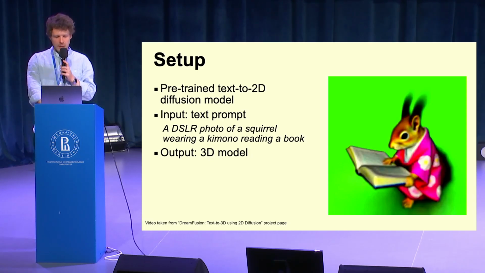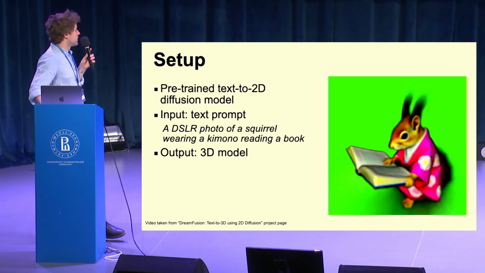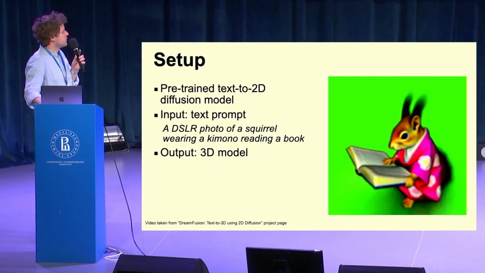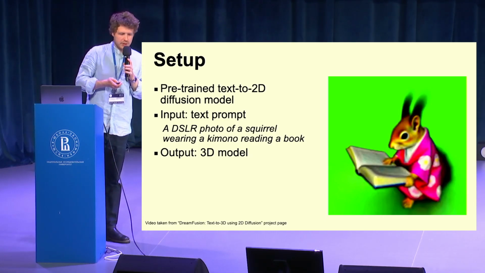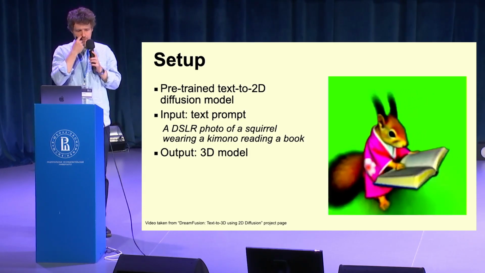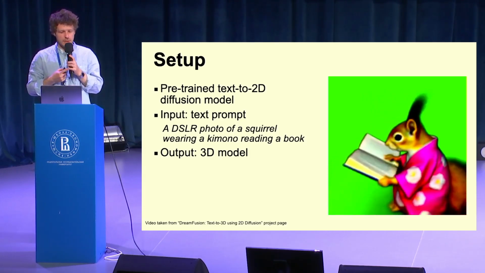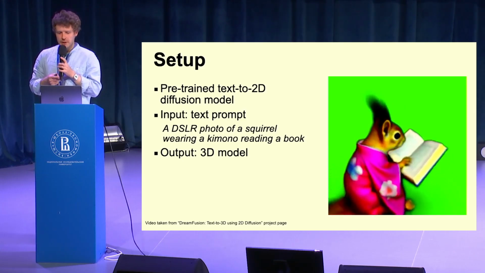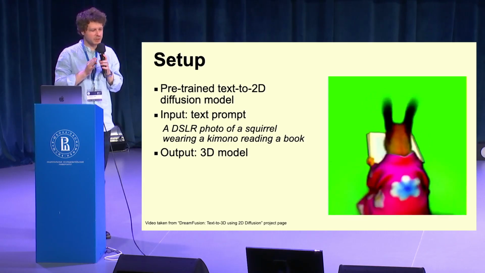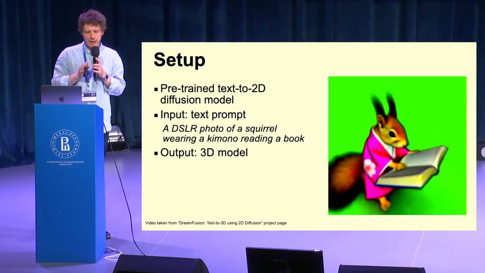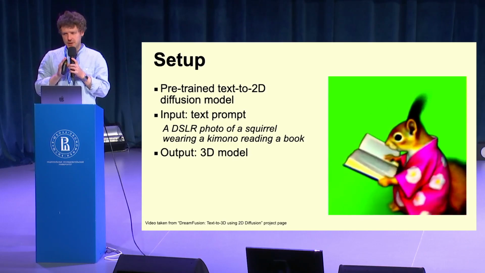Okay. For example, we have a diffusion model. In this example, the diffusion model was Imagen by Google. We have a prompt saying that we want a nice photo of a squirrel reading a book. And here's the squirrel we can obtain with this technique. It looks pretty convincing, a little cartoonish, but clearly it's a squirrel. Clearly it's wearing a kimono, and clearly it's reading a book, just as we asked our model to generate.